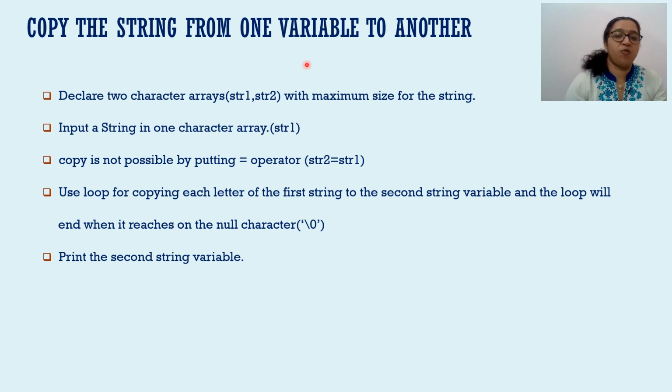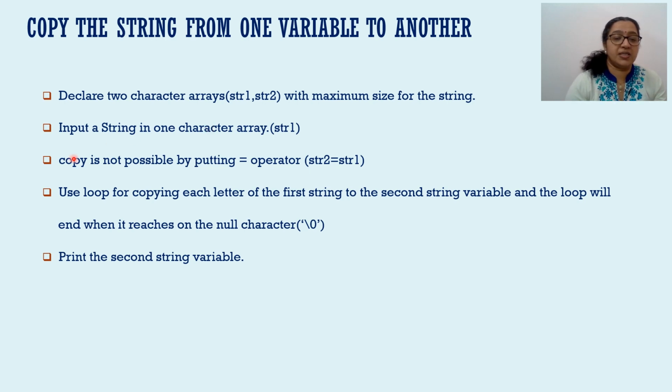Copy the string from one variable to another variable. Before getting to the C++ program, let's see the important points to do for this. The first point is to declare two character arrays. So we need two variables, one for input and the other one for copying. Declare two character arrays with maximum size for the string. Then the second step is to input a string in one character array. We can choose one for inputting. Here, for example, I used str1 and str2, and in str1 we input a string.